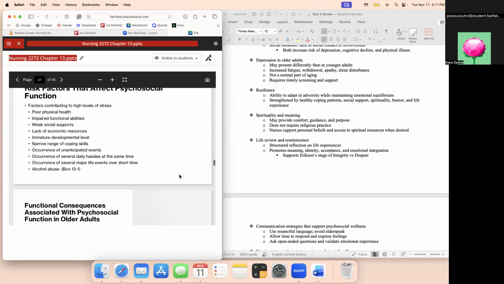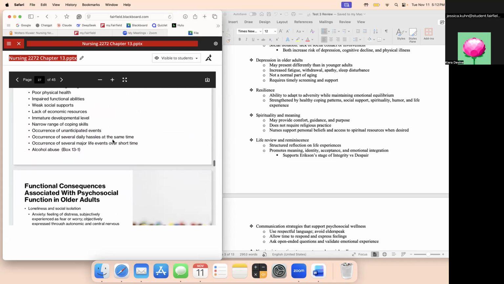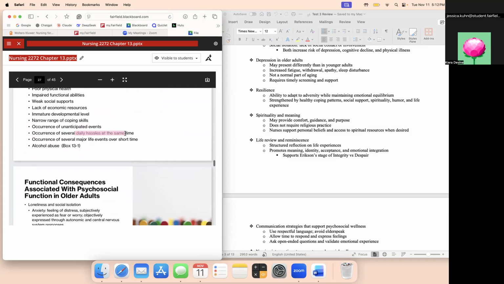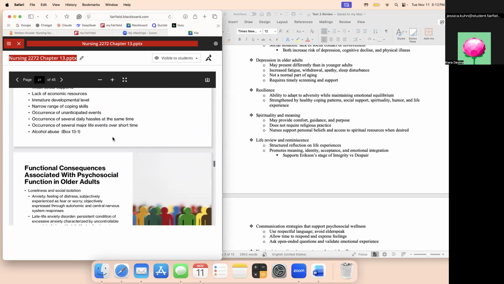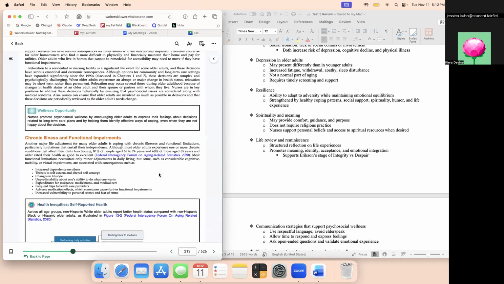We talked about risk factors here: poor physical health, impaired functional abilities, weak social supports, an occurrence of unanticipated events, occurrence of several daily hassles at the same time, and then several major life events over a short time. Looks like there's a box reference here. Like I said, look those over.